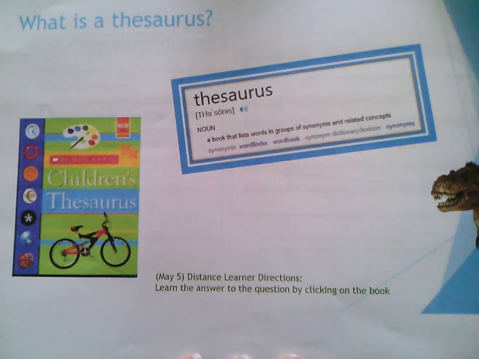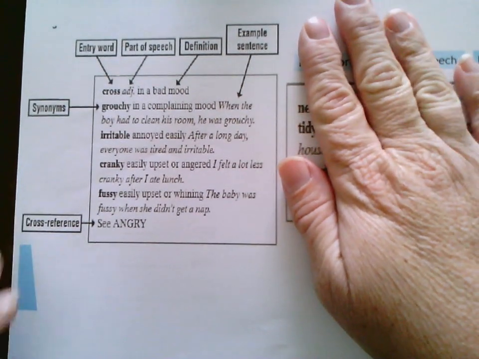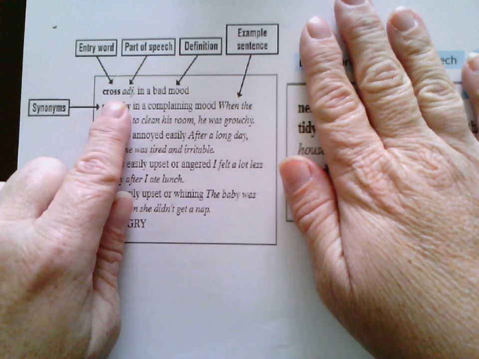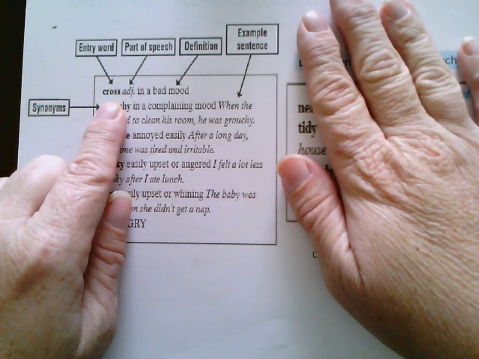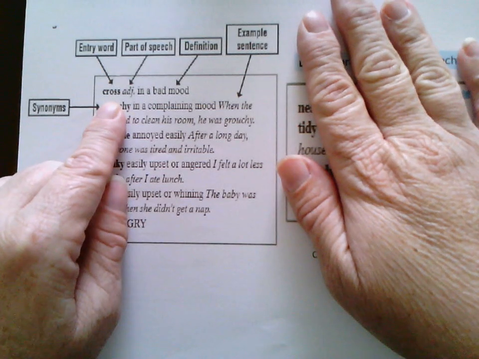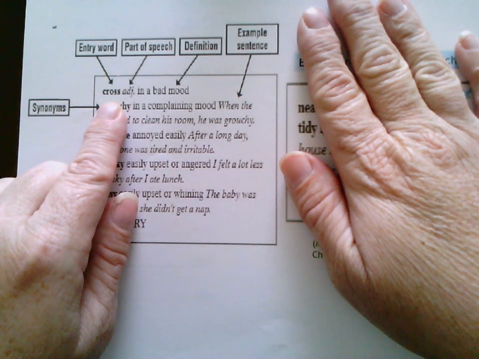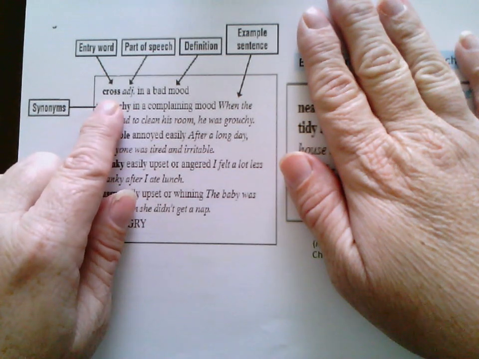So let's go ahead and take a look at how the thesaurus might be set up. We're going to look at an example. We're going to look at this left side here. I'm going to move this over. Okay. So let's say that we have the word cross, that's our entry word. It's bold or darker letters. And kind of like a dictionary, a thesaurus is set up with words in ABC order. So I looked up cross and I looked under the C words to find it, C-R-O-S-S.